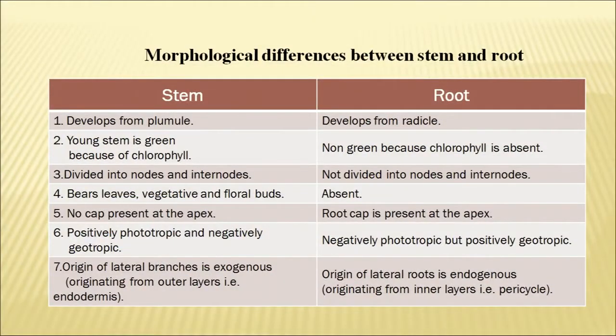So, now the origin of the lateral branches is exogenous and it originates from the outer layers, the endodermis, whereas the lateral branches or roots develop endogenously, that means from the inner layers inside the pericycle. So, these are the names of the internal structure of root and stem from where the lateral branches develop, and you will be more clear about it when we show you the detailed diagrams of the inner structure of root and shoot. All right.